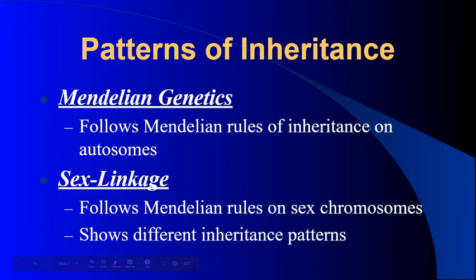In terms of patterns of inheritance, Mendelian genetics follows Mendel's rules of inheritance on the autosomes. So on those 44 non-gender related chromosomes, inheritance follows plain old Mendelian genetic rules. Sex linkage is just looking at the X and the Y chromosome. And sex linkage follows Mendelian rules on those two chromosomes, but because we're just looking at those two chromosomes, we're going to see different inheritance patterns.